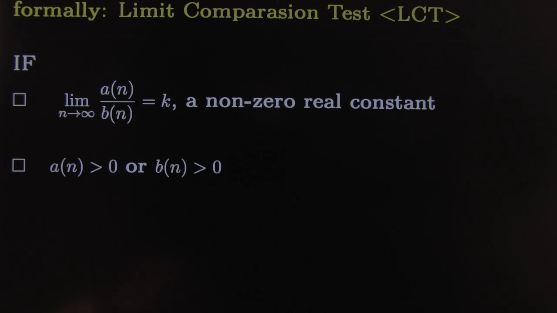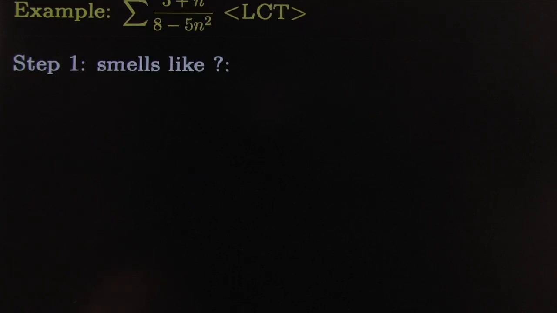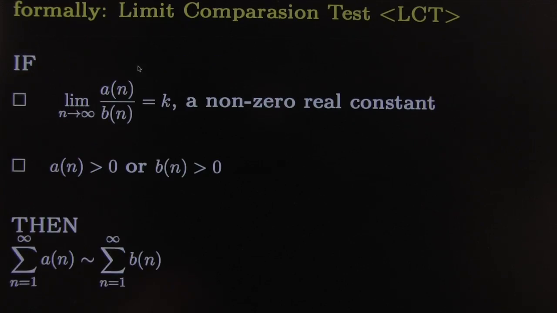Then you can just say, well, then the two series behave the same. Either they both converge or both diverge. They're off only by a constant. Okay, that's a summary of the limit comparison test. That's the main idea.